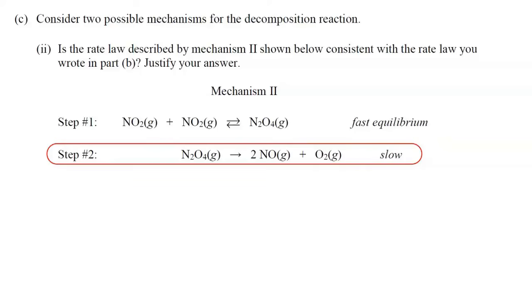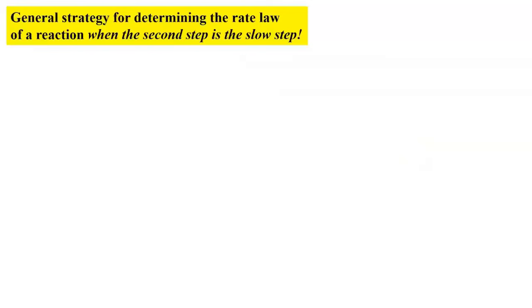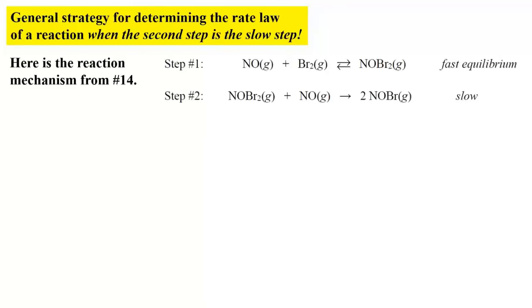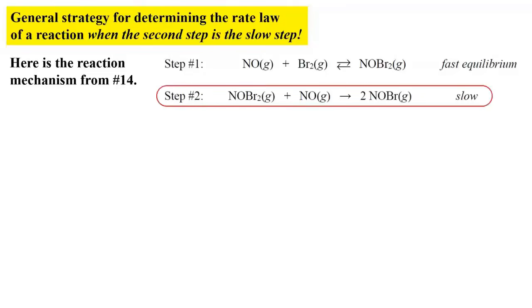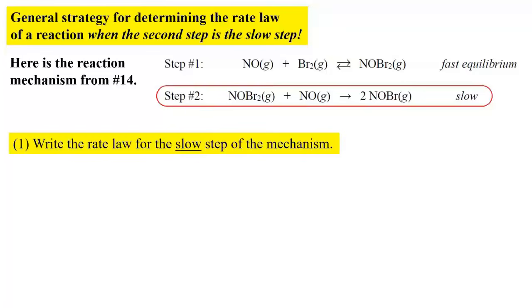So before I dive in to this particular part of question 15, let me just remind you what we did earlier. So here's a general strategy for determining the rate law of a reaction when the second step in the mechanism is the slow step. This is the reaction mechanism that we saw earlier in the video from problem 14. The first thing you do is you write the rate law for the slow step of the mechanism. In this particular case, it was rate equals K times concentration of NOBr2 times concentration of NO.